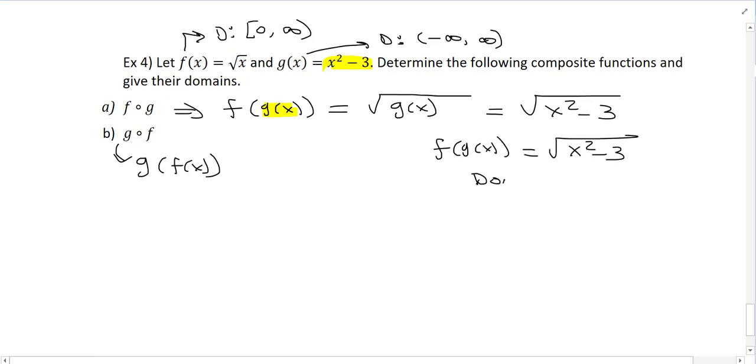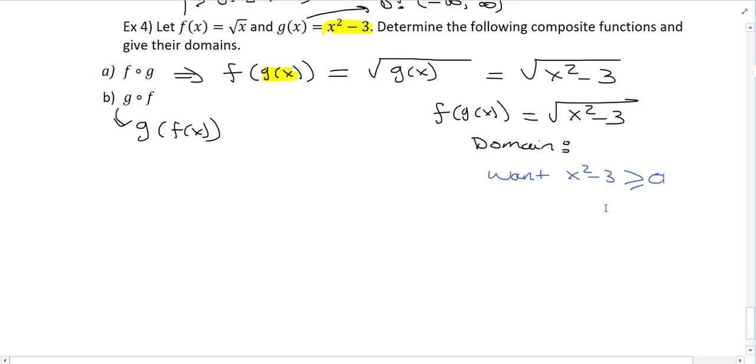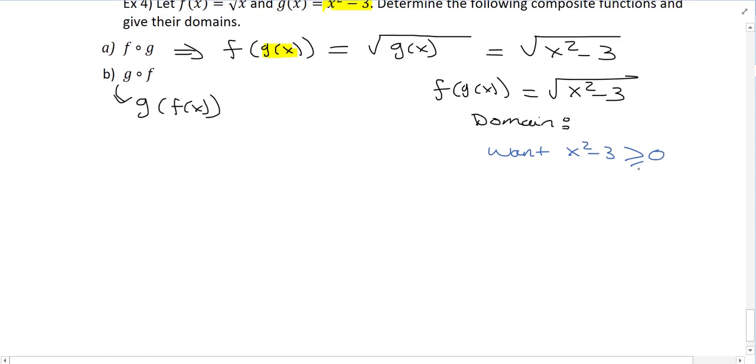How do I find the domain? I have a radical. So that means we want the inside, the x squared minus 3, to be positive or 0. So we want x squared minus 3 to be greater than or equal to 0. If you watch my previous video about solving higher order inequalities, that's going to apply here.